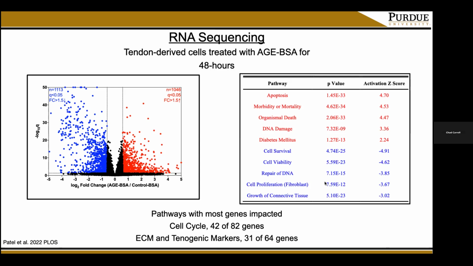And we did some pathway analysis, and I'll point out a few key ones here. Diabetes was a significant pathway affected. Cell survival and viability, cell proliferation, and even connective tissue were hit as targets. So we were like, wow, this is perfect. And when we look specifically at ECM genes, almost 50% of those genes were impacted. So this was very exciting for us.